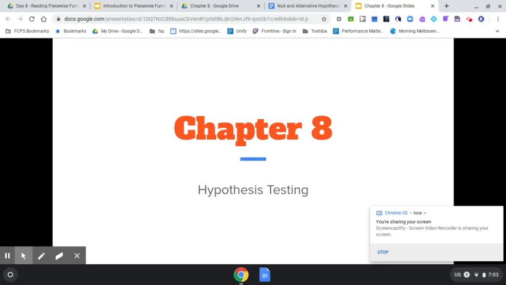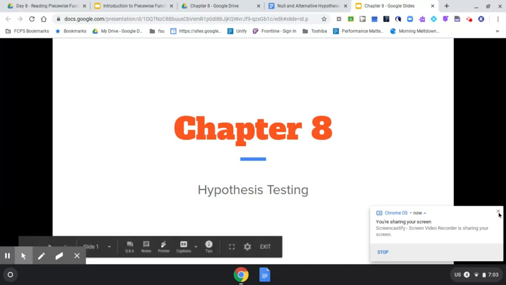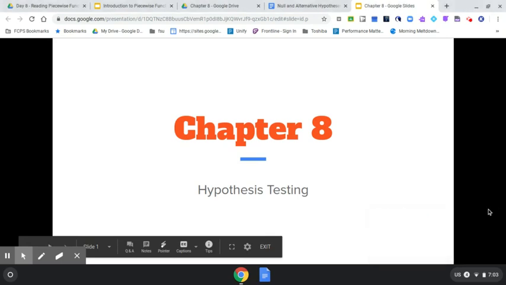Okay, today we are going to start chapter 8, which is on hypothesis testing. This is another form of inference that is commonly used in statistics.